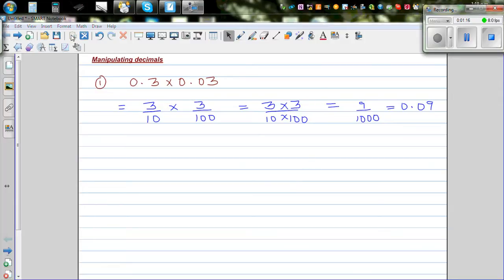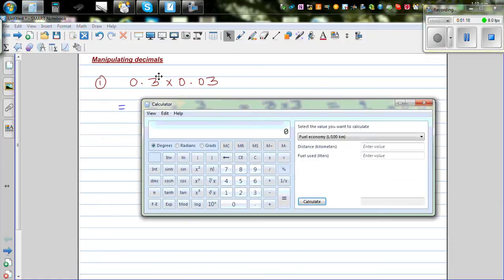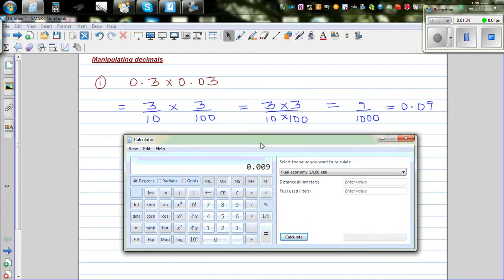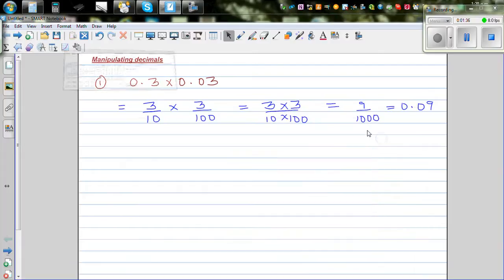Okay, so let's check this on a calculator. So this is my simple calculator. So you got 0.3, this is the star key, times 0.03, which is 0.009. And this is how you do it without a calculator.